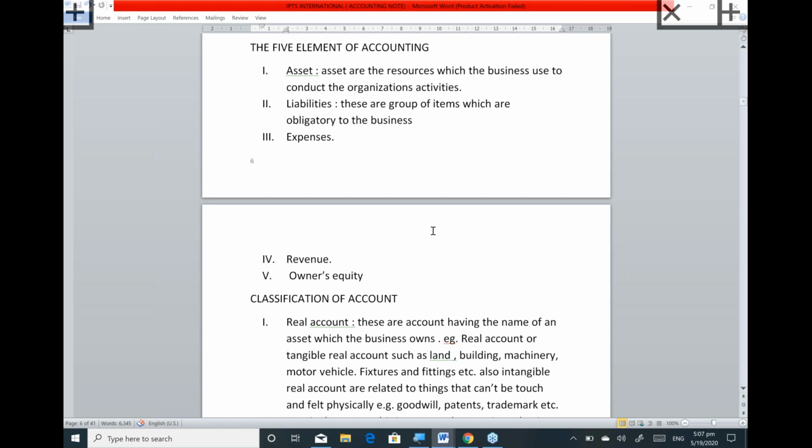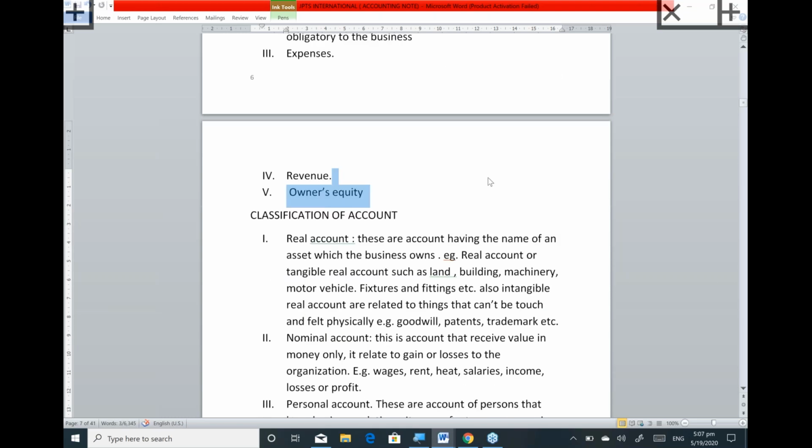You have your liability. These are groups of items which are obligatory to the business. Then those things, now, it's not really liabilities. There is a liability that brings money, and you need to know that. Then you check your expenses. Then the revenue, you know what is coming in. Then owner's equity, what is the property of the owner and what do they have.